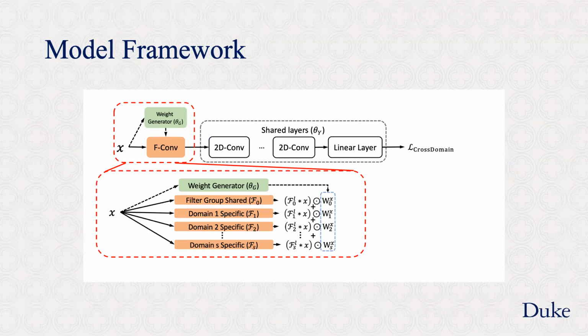Here is our model framework. The key component of DSFG is the FConf layer, which has both shared and domain-specific filter groups. The shared filter group learns common representations, while the domain-specific filter groups are focused on their own domains. We use a type of channel attention mechanism and the weight generator here to generate weights to combine the output of each filter bank by a weighted sum to generate the output of the FConf layer.